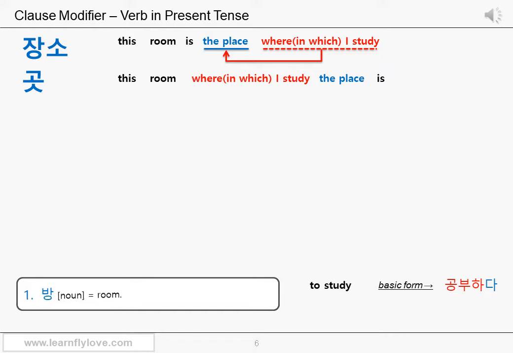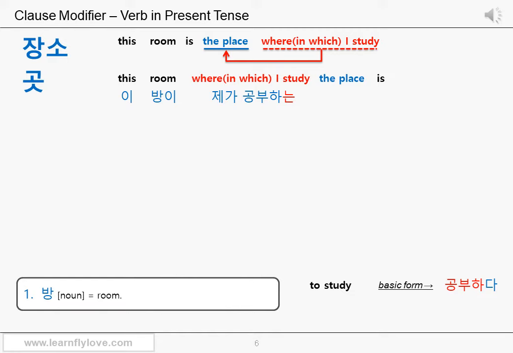This room. Room is 방, 방 in Korean. This here is used as a determiner, so it cannot be 이것. It's not 이것. We just use 이 sound. This room, 이 방, 이 방. And the subject particle, 이, 방이, 이 방이. Where I study, we don't translate where.